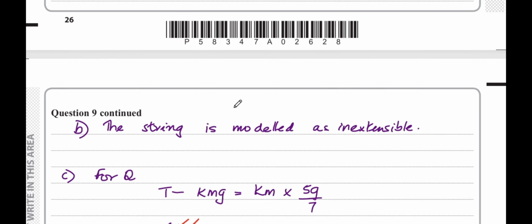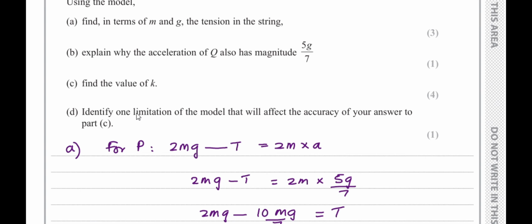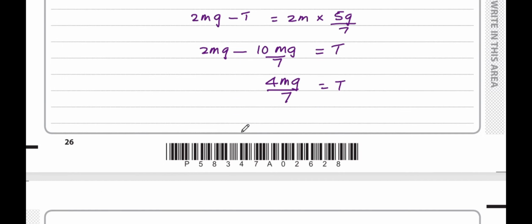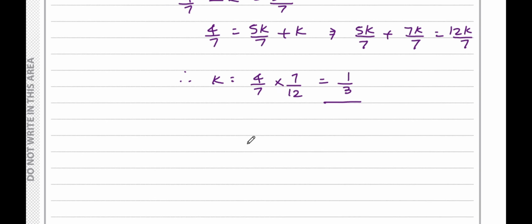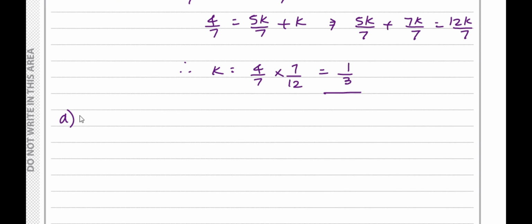Let's go to the next part. As usual, identify one limitation of the model that will affect the accuracy of your answer to part C. So we found the value of k. So what could be a limitation of the model here? There are many of them, but we need to write only one important one, which is the most common one and a safe one for you to answer is the model considers the balls as particles, but in reality, they may have volume and shape.